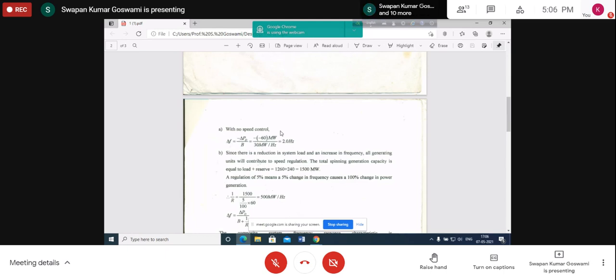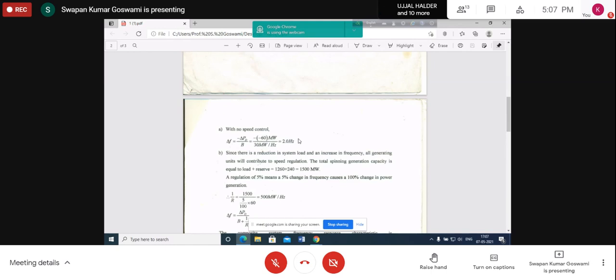So with no speed control, what will be delta F? Delta F at steady state was minus del PD by B plus 1 upon R. This was the relation, if you remember. Now the role of R is absent because R is not available. If R is not there, it will simply be minus del PD by B. The load decreases by 60 megawatt, meaning minus 60 megawatt is the change in demand, and B is 30 megawatt per hertz. So delta F will be 2 hertz. That means for a change in demand of 60 megawatt only, frequency will vary by 2 hertz.